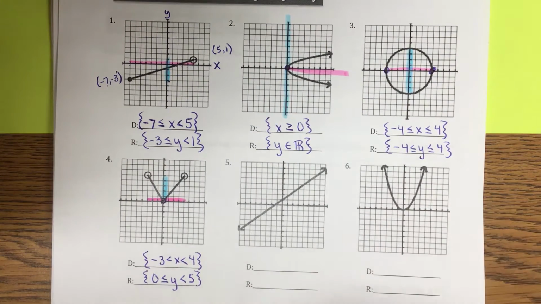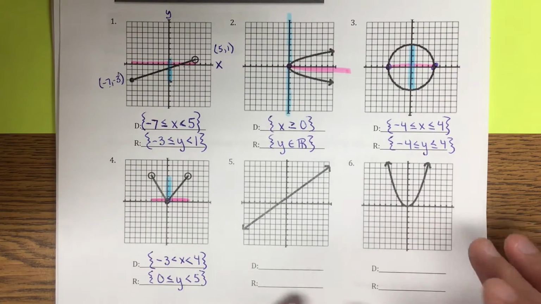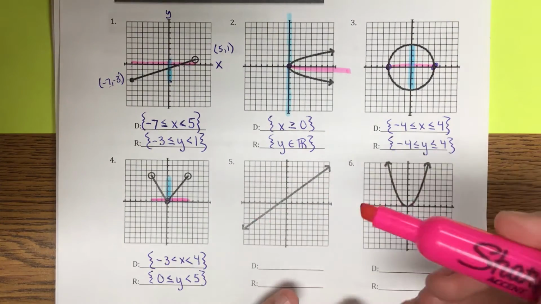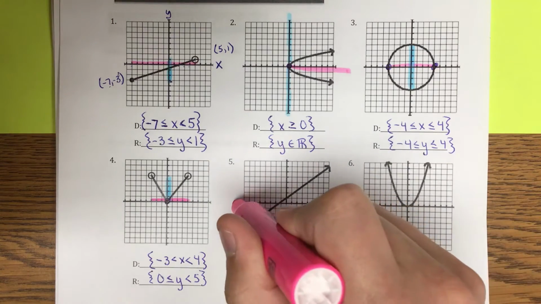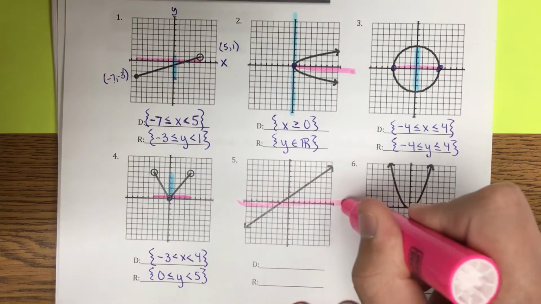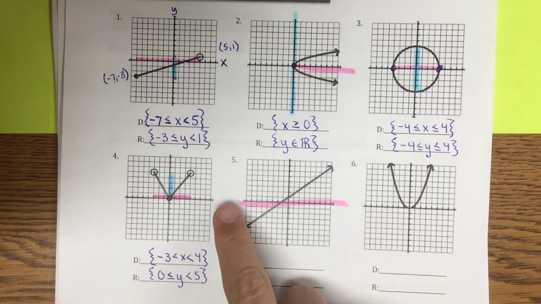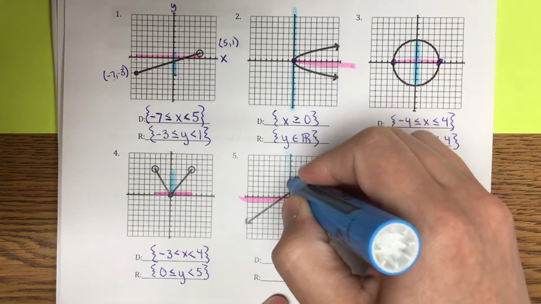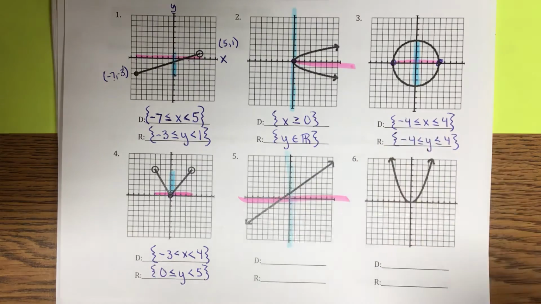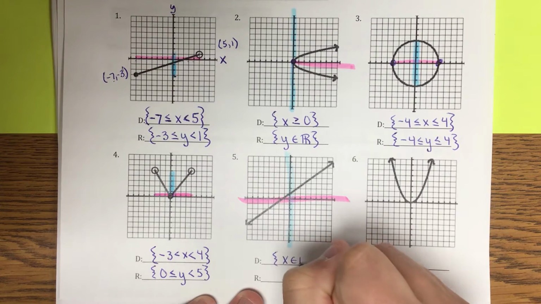But problem number 5 is kind of the one that doesn't have any endpoints to deal with, so it almost looks like it's going to be tough to write this out, but the domain literally is any real number because it goes forever to the left and forever to the right. And same thing with the range. It goes up and the graph goes down. So this is a line, and any line has a domain and range of any real number.